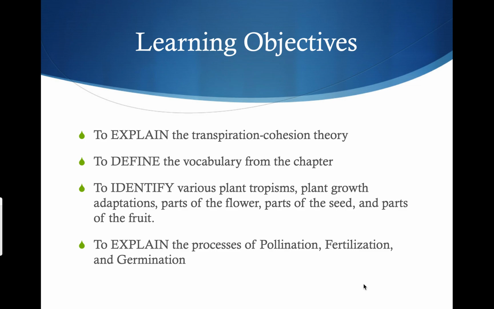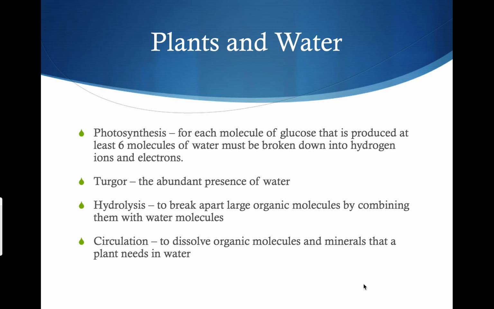assess whether or not you've learned this vocabulary through the online quiz or test, because of course you can look at the answers, but it's something you should be aware of, whether or not you know it. Sometimes I do compare and contrast to see if you understand the differences between two similar words. Thirdly, to identify various plant tropisms, plant growth adaptations, parts of the flower, parts of the seed, and parts of the fruit. And lastly, to explain the process of pollination, fertilization, and germination. All right, so those are our objectives, and let's jump right into it.